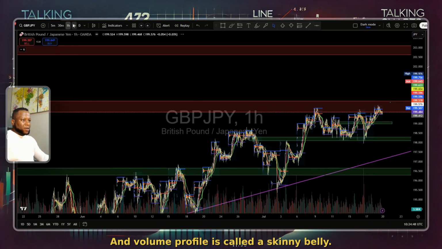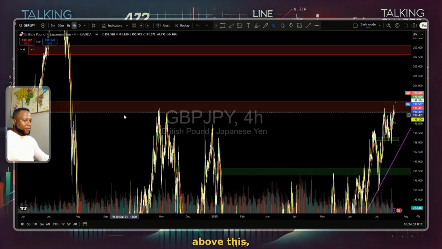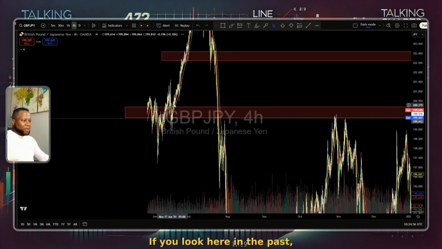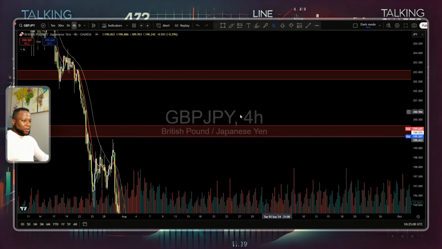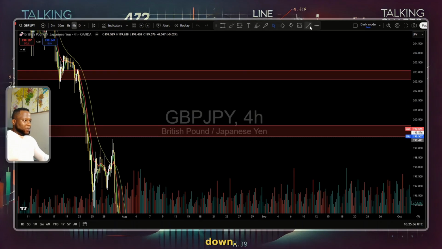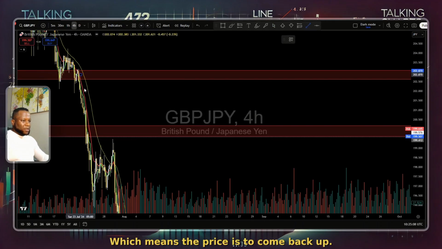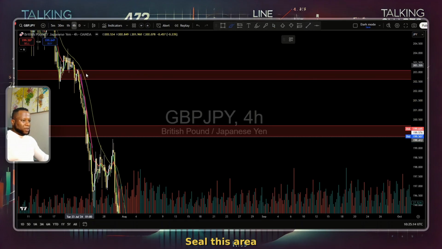And what on profile is called a skinny belly. The skinny belly means there's no obstacle from above this, right? So once price mitigates above this, if you look here in the past, what happened was price just basically flew down from here after this consolidation. There was no obstacle and price just went straight down, okay? Which means if price is to come back up, it's also going to just move in a direction where nothing can stop it till this area.